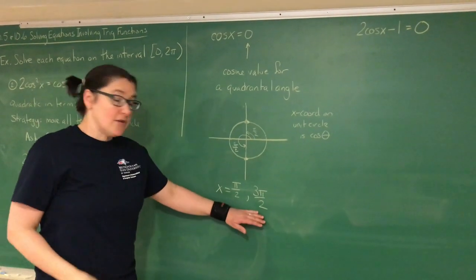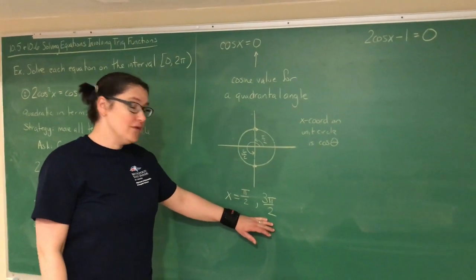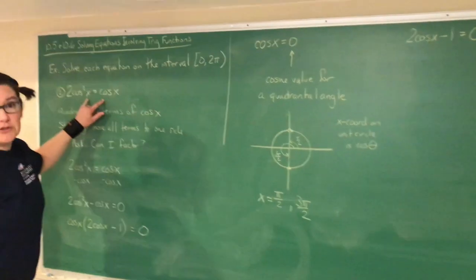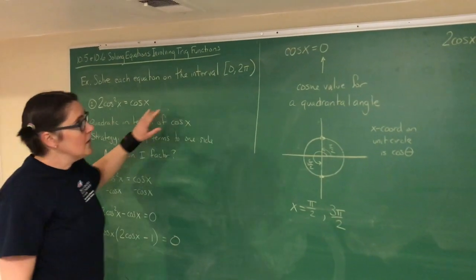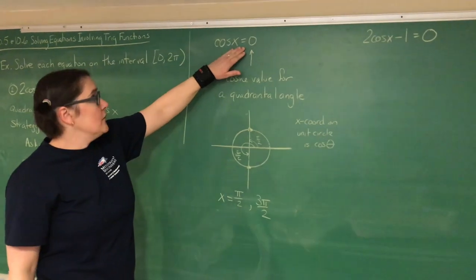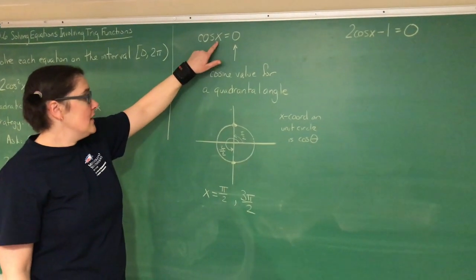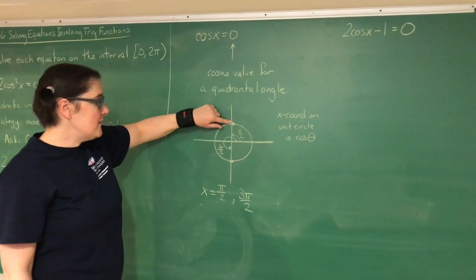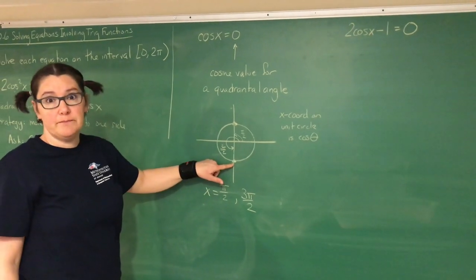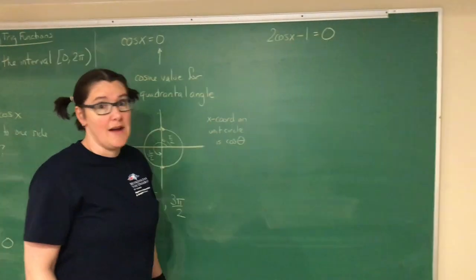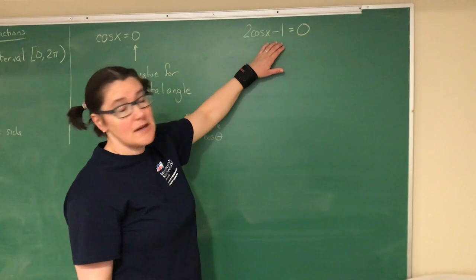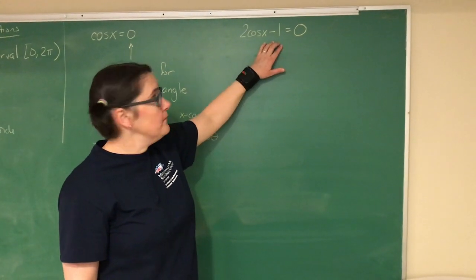Okay, so we've just found two solutions to our original equation. So we've solved this branch of the equation. Cosine of x equals 0. X either had to be pi over 2 or 3 pi over 2. Now let's look at the other half. The other half was 2 cosine of x minus 1 equals 0.